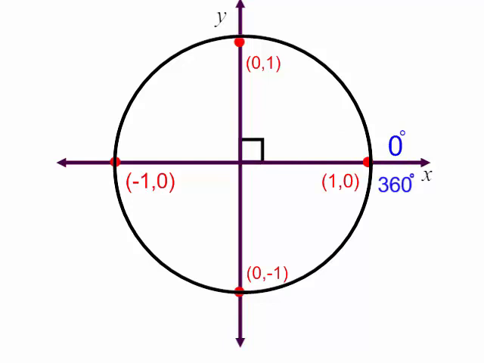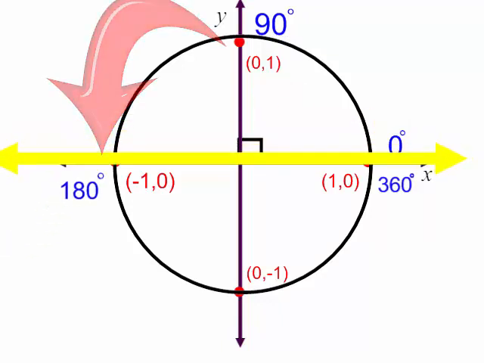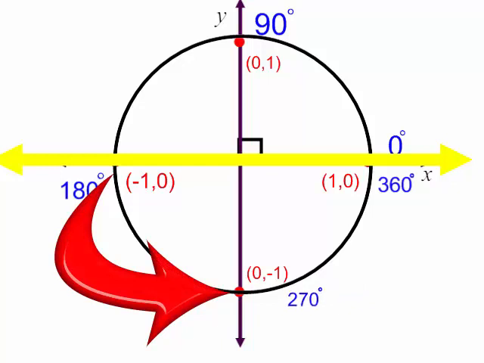Now you know that the x and the y axes are perpendicular lines. Yes, this is a 90-degree angle. Another 90 degrees. We are now at 180 degrees. Of course, a straight line or a straight angle. Yes, that is 180 degrees. Keep going. 90 degrees more. We are at 270 degrees.